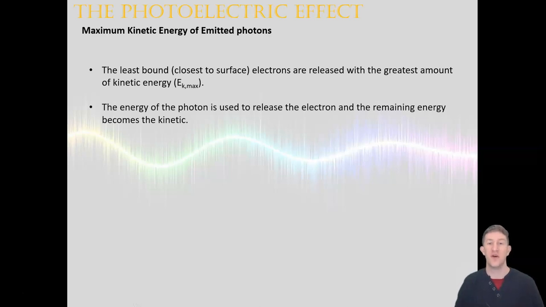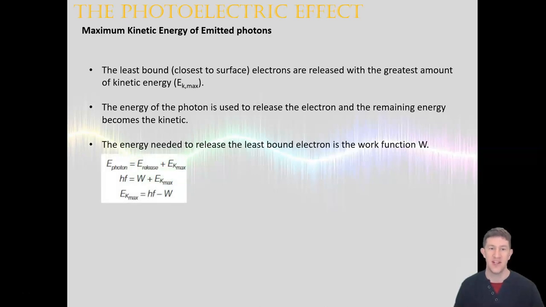The energy of the photon is used to release the electron, and the remaining energy becomes this kinetic energy. Therefore, the energy needed to release the least bound electron is the work function W. So the energy of the photon equals the energy to release it plus the EK max. The energy of the photon is hf. The release energy is the work function, so how much it takes to get it out is the work function, and EK max is just the maximum kinetic energy available.